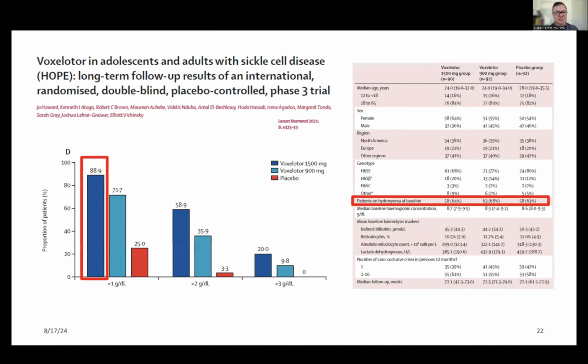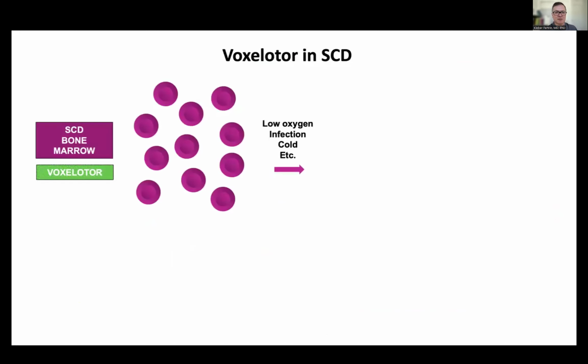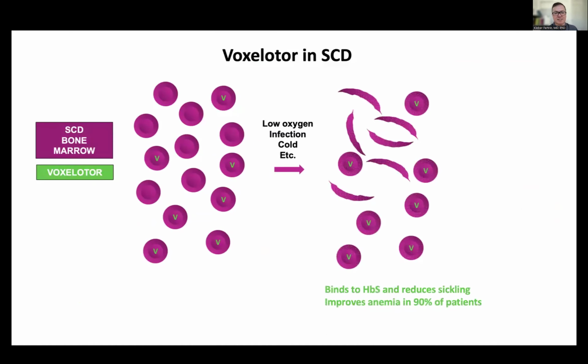And finally, voxelotor is the fourth medication that we can use for sickle cell disease. Again, about two-thirds of patients in the trials were also on hydroxyurea, so it can be combined. And 88.9% of patients had some improvement in anemia levels with this medication. So what it does, it binds to hemoglobin S inside the red cells, and then these cells are less likely to sickle under low oxygen and so on.